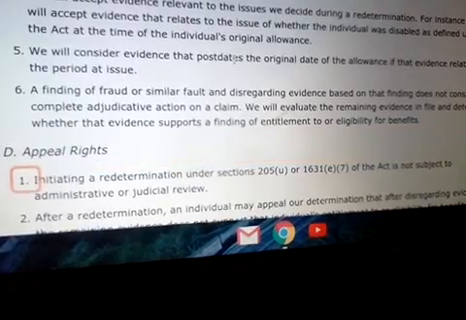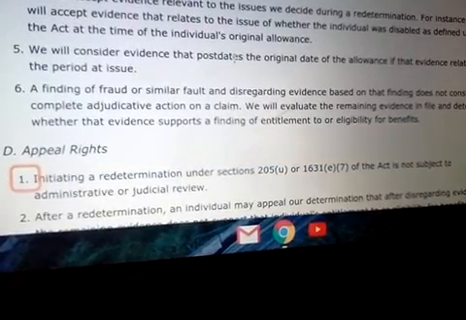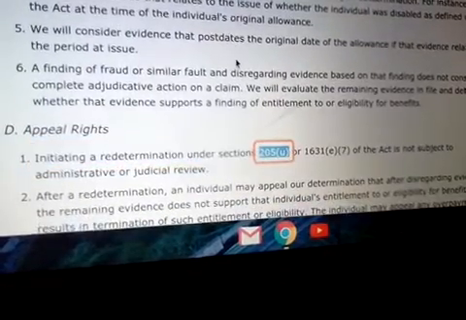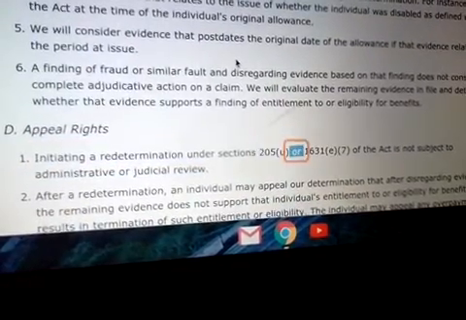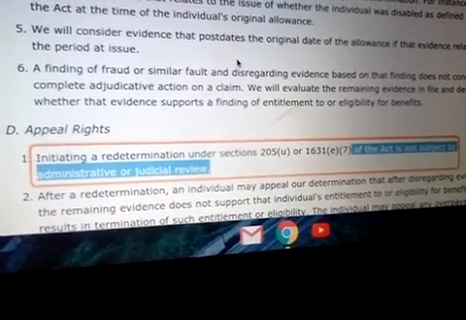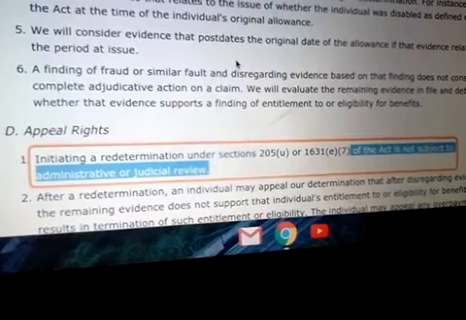D. Appeal rights. 1. Initiating a redetermination under sections 205(u) and 1631(e)(7) of the Act is not subject to administrative or judicial review.